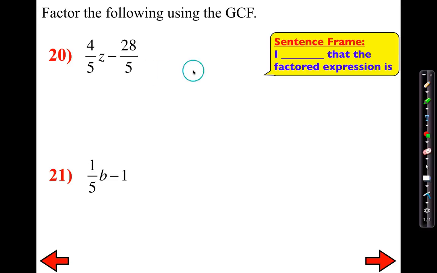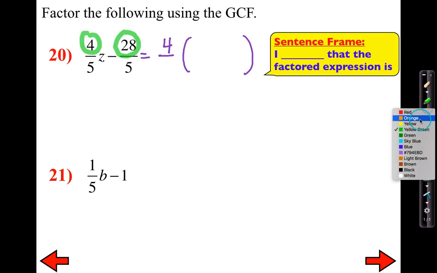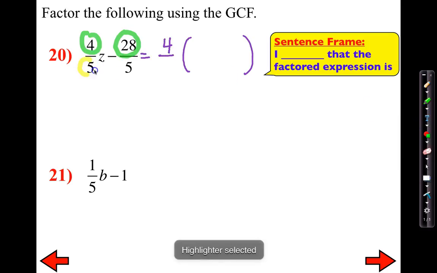For number 20, what we're going to do first is make sure we have common denominators, which gratefully we do. So we're going to start with our parentheses. Between the numerators, what factors do they have in common? I would say they have a 4 in common. And as for the denominators, I can see they both have a 5 in common. So let's factor out a 5 from the denominator.